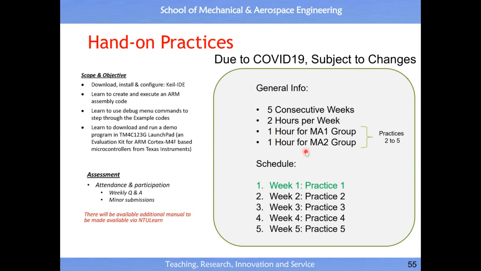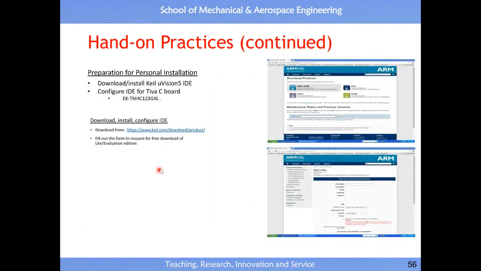So we divide you into 2 groups, group MA1 and group MA2, and each group will have access to the hardware for 1 hour. So this is the planning, and you follow the planning. All the instruction details will be in the lab manual for lab 1, so I'm not going to repeat it. You follow all these instructions.